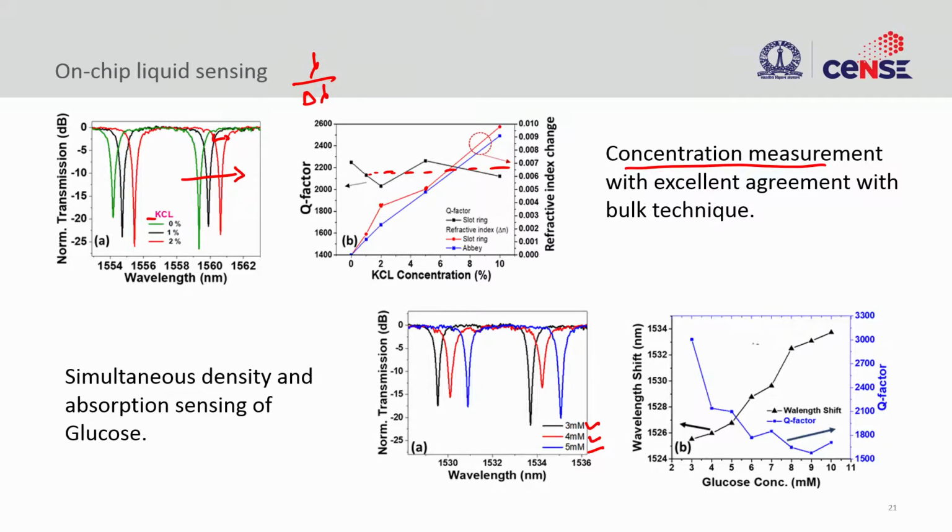Here what we see is a change in the refractive index. So, your wavelength is changing because of refractive index, but what we also see is the Q factor is reducing. Your quality factor is reducing while your shift is positive. This quality factor change is attributed to absorption. The light is getting absorbed because of the glucose concentration. So, now you can see the wavelength change is coming from your concentration change, while your Q factor change is coming from absorption change. Simultaneously one can measure density change and also absorption change.